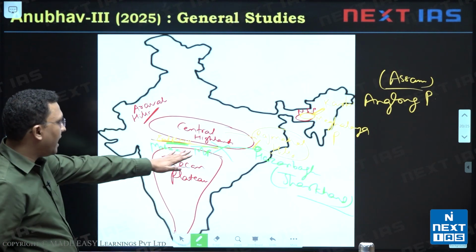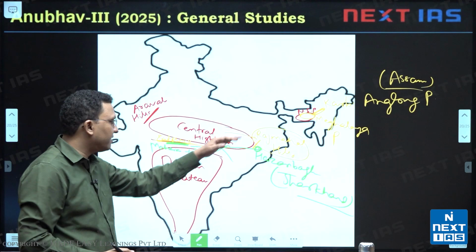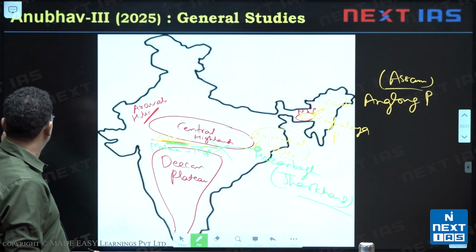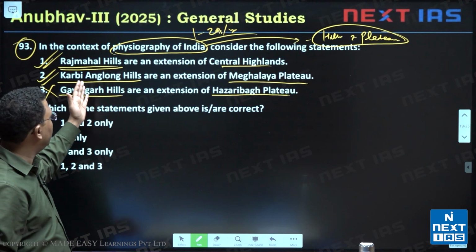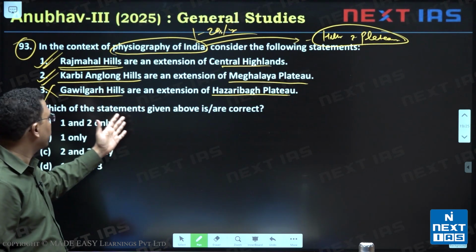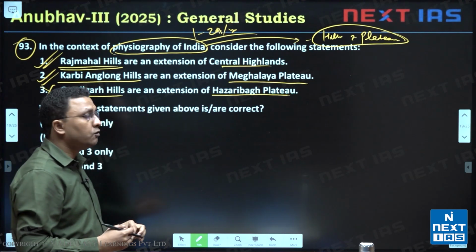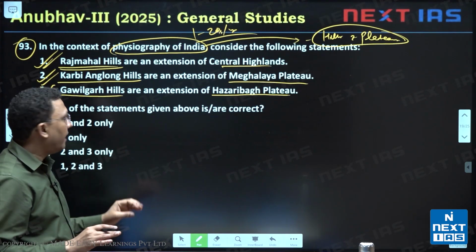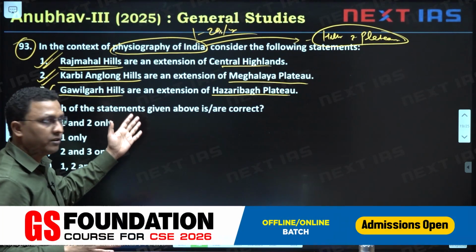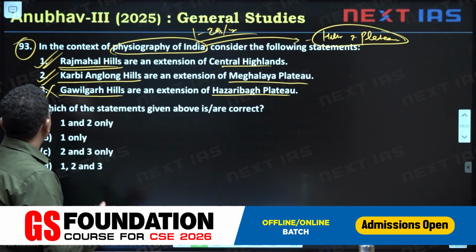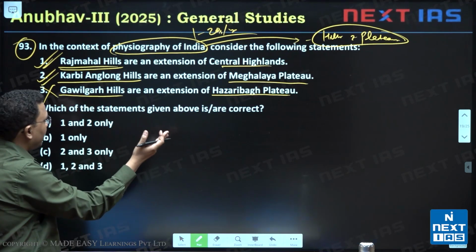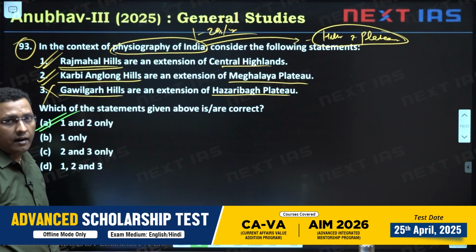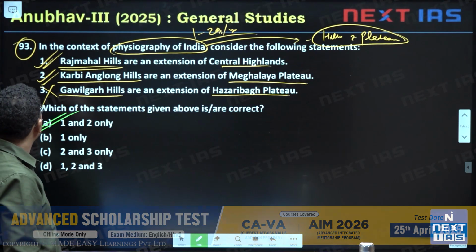So even if you had an idea about the locations of these hills and plateaus, you could have easily approached this question, right? So though they appear very tough at the outset, they are actually not. You only need to have an idea about the placement of major hills and plateaus, and you will be able to approach these questions very easily, right? So that means the first two statements are correct while the third is not correct. So the correct answer here is A, 1 and 2 only, right?